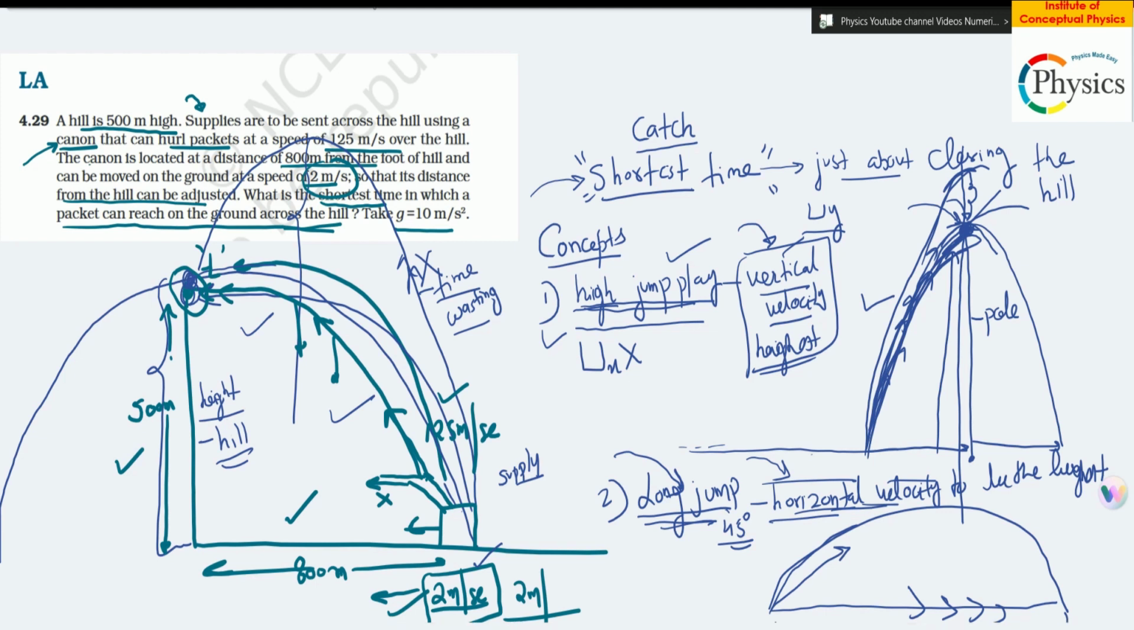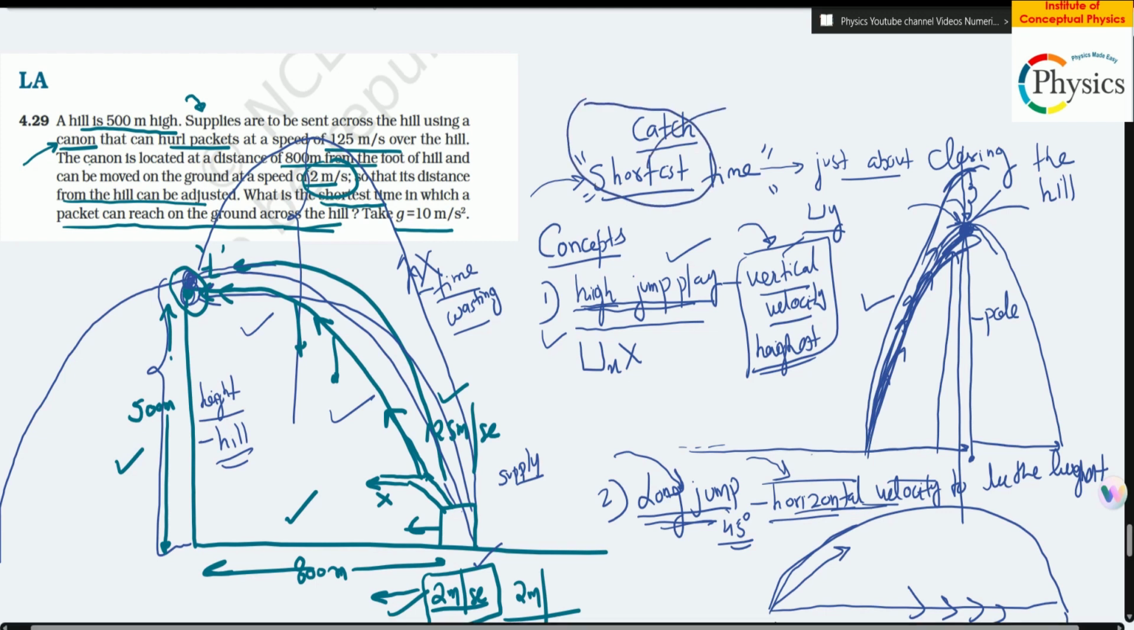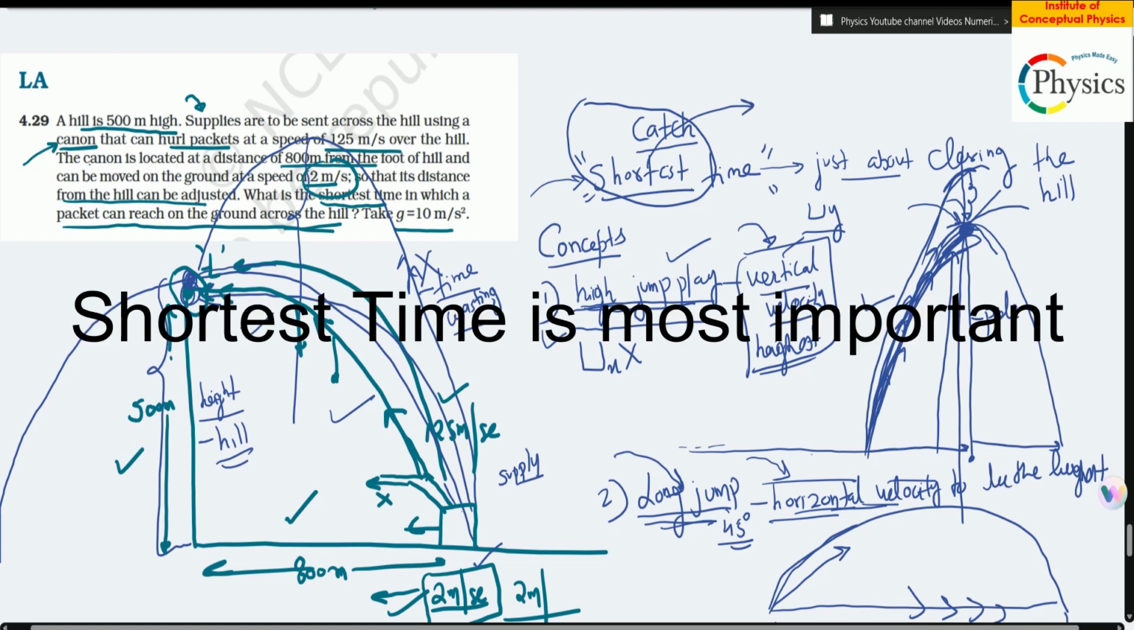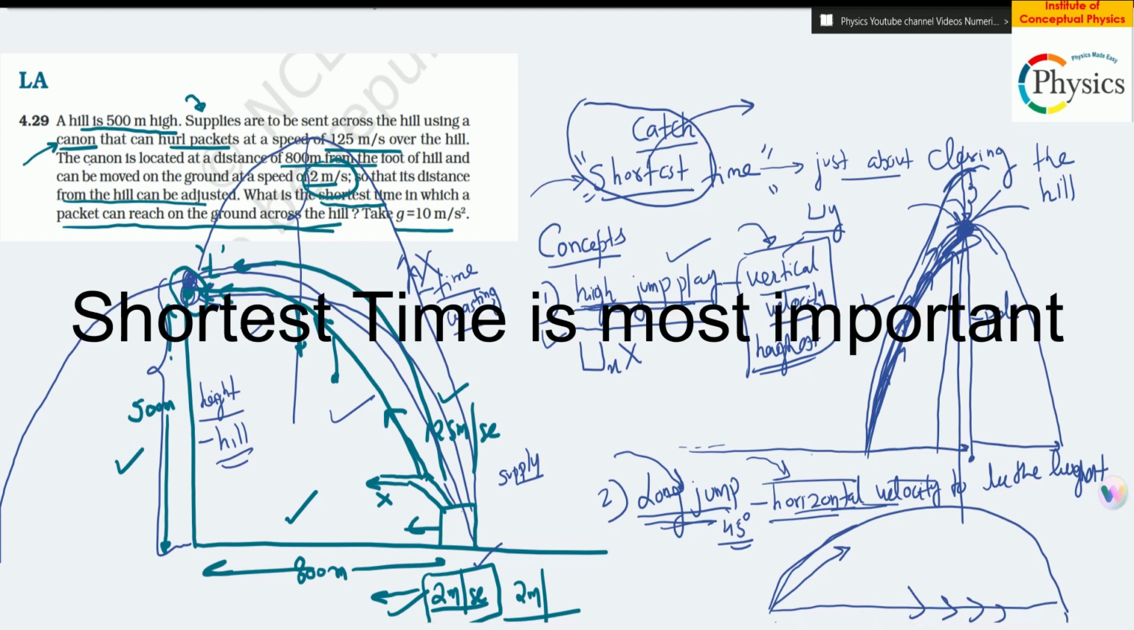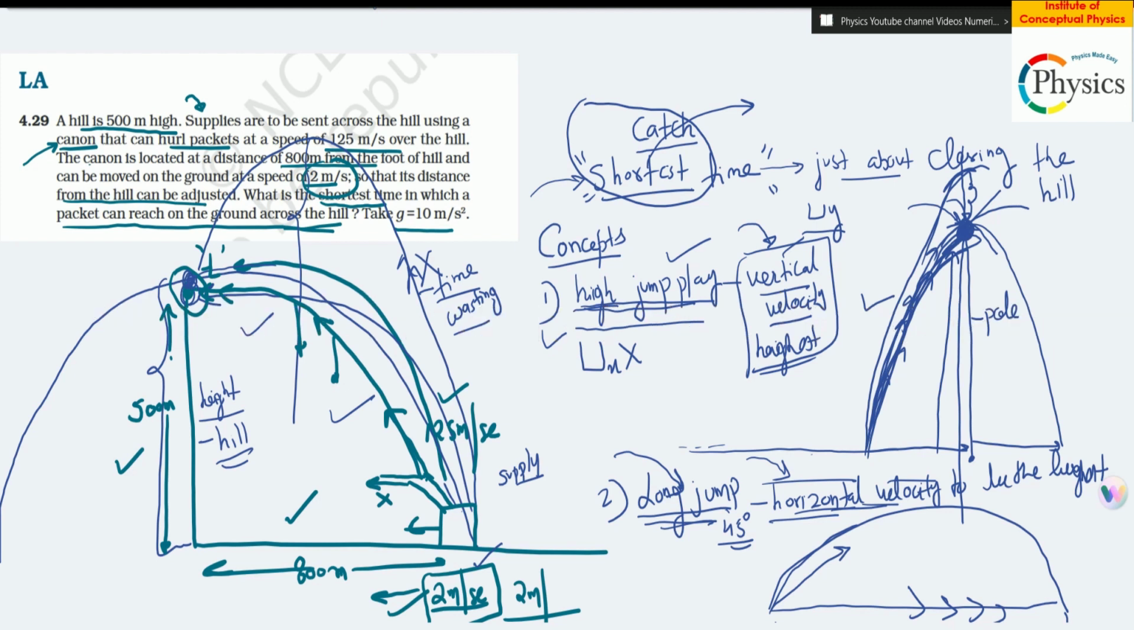The catch word in this whole question is shortest time. I think the rest is calculation, but if you understand the shortest time, meaning that you just need this to pass through this, I think you will be able to solve this very easily and get the answers. I hope this made sense to you.